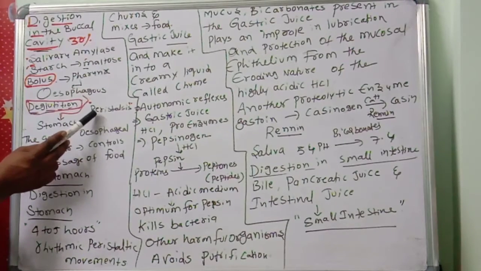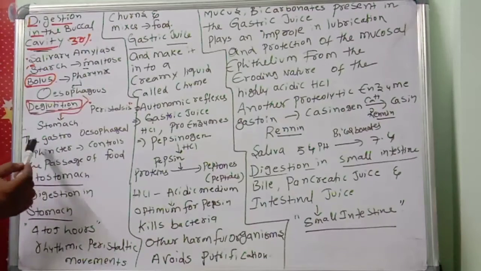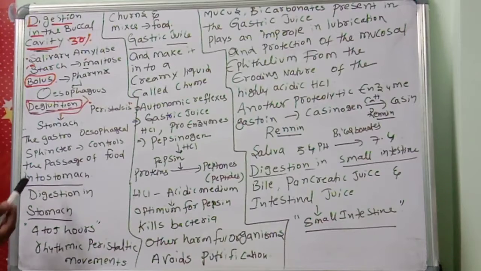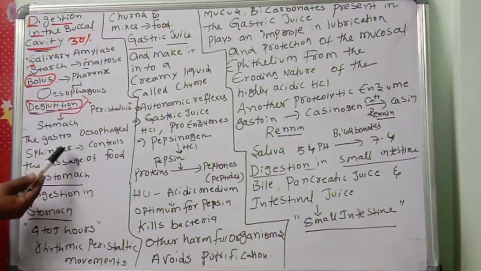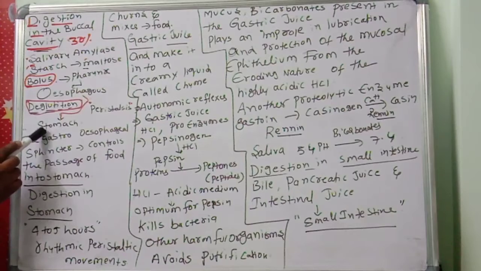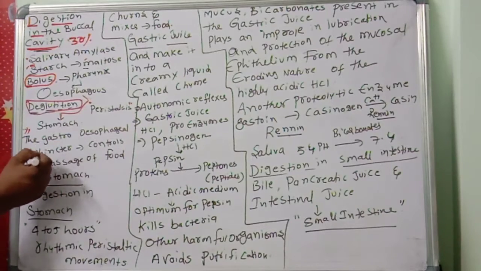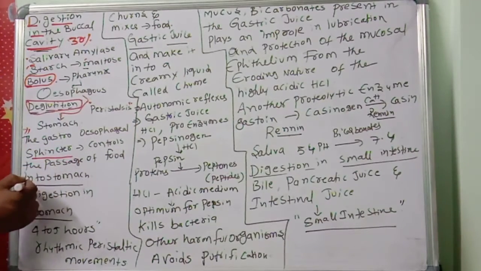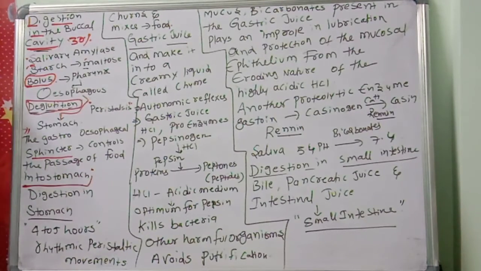The esophagus performs which kind of movements? Peristalsis. So there is the gastroesophageal sphincter. Where is it present? Where the esophagus opens into the stomach. That particular area, very important. What is that called? The gastroesophageal sphincter. It controls the passage of food into which one? The stomach. Okay, that is the most important part.